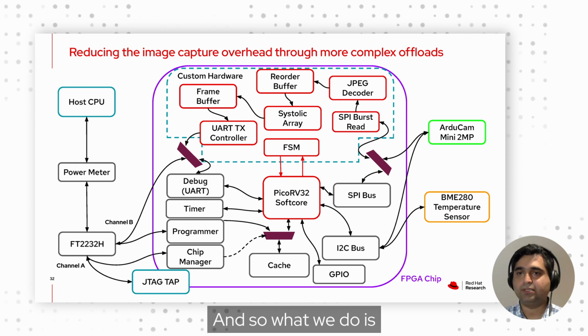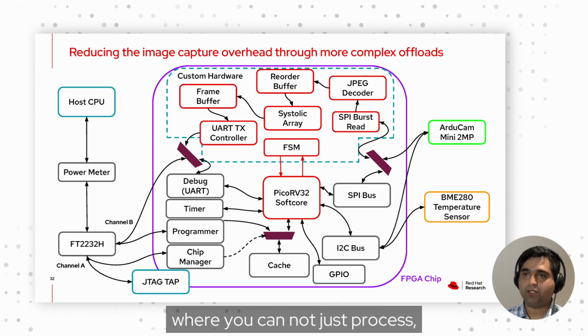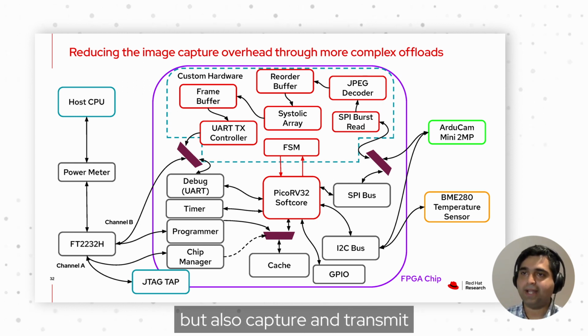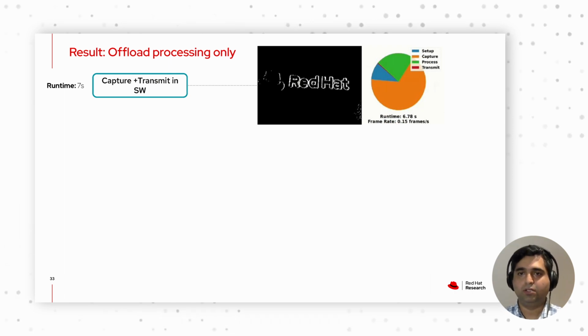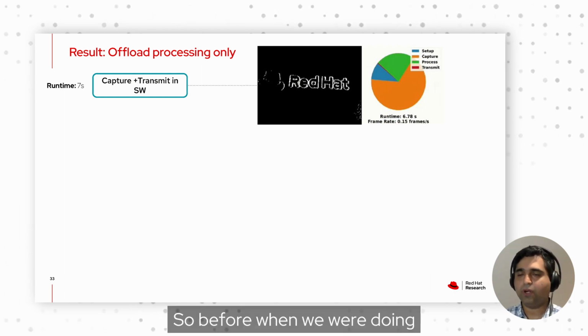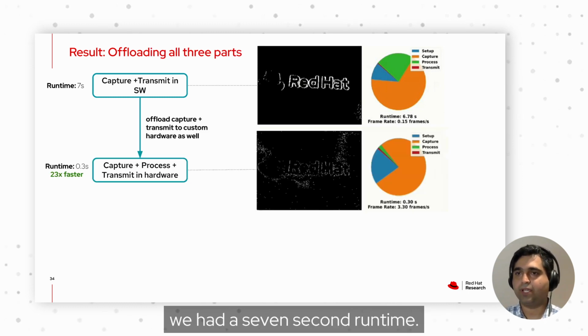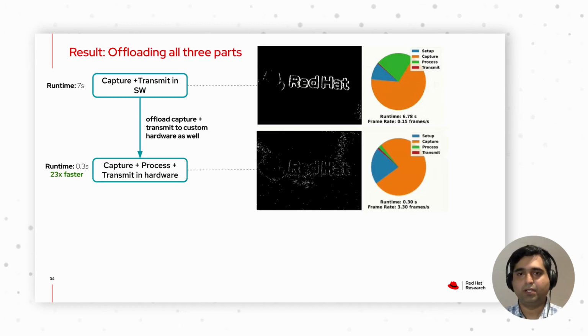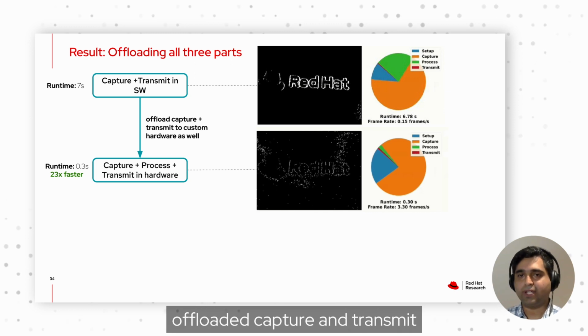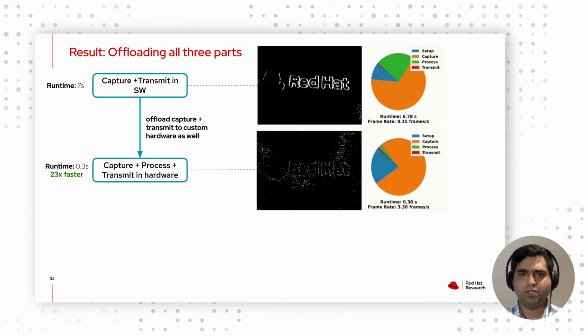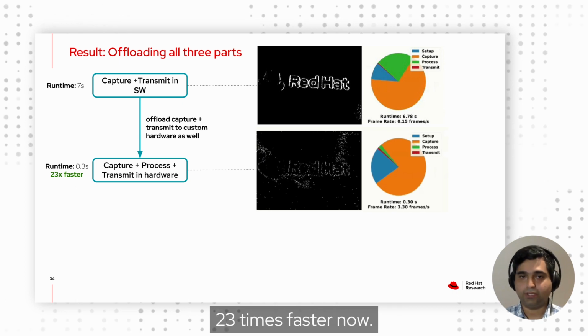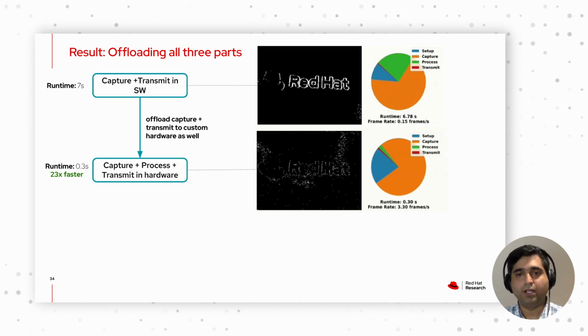And so what we do is we add the capability where you can not just process, but also capture and transmit as part of the custom instruction call. So before, when we were doing capture and transmit in software, we had a 7-second runtime. Then when we offloaded capture and transmit to custom hardware while still capturing RGB images, we get 0.3 seconds. We're like 23 times faster now.